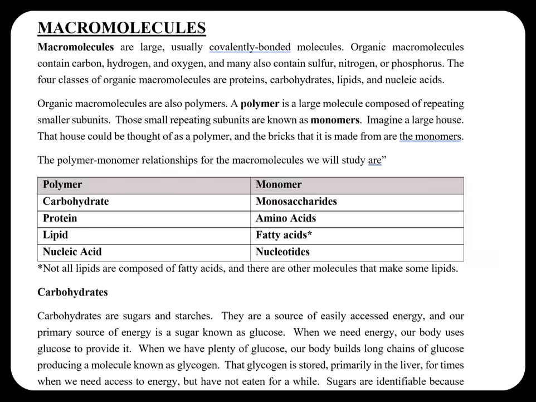Here's a nice little table that tells you the monomers that make up the four macromolecules. The only thing that's a little bit confusing is when they say monosaccharides make up carbohydrates. In your mind, learn monosaccharides, it means one sugar. But think about glucose, dextrose, fructose. These are the sugars that make up carbohydrates. We're most familiar with glucose, although keep in mind that people in other countries don't call it glucose, they call it dextrose.